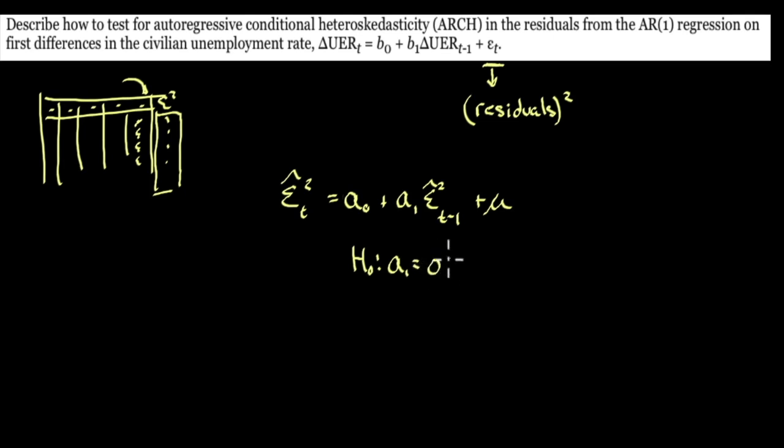If A1, and here's the thing, you do not want to reject. You want to fail to reject. And here's the logic behind failing to reject. If you fail to reject, then A1 is no different than 0. And if this is 0, this whole term falls off. And if this whole term falls off, what is your variance? Your variance is going to be a constant. So there we go. That's how you would test for an ARCH(1) process.